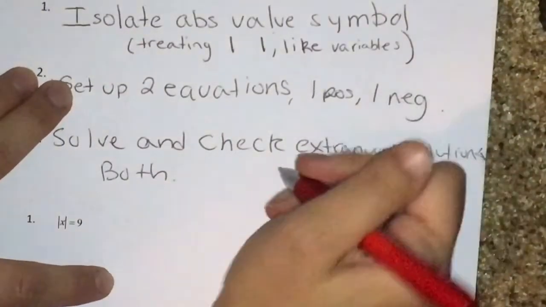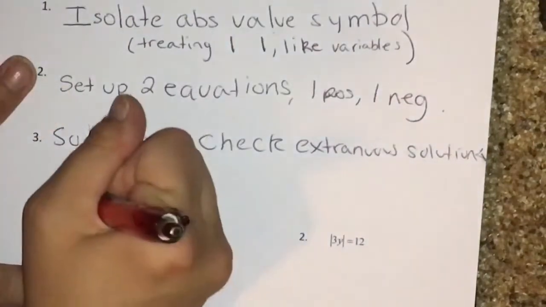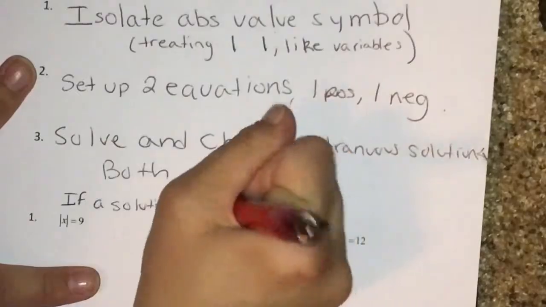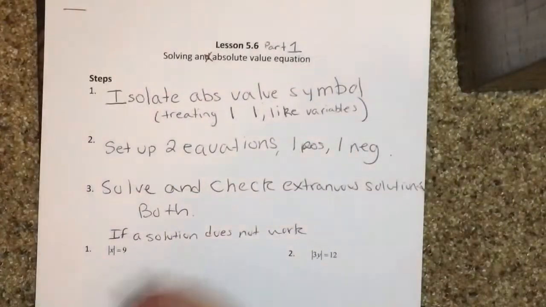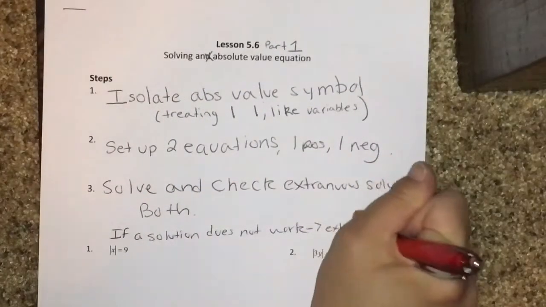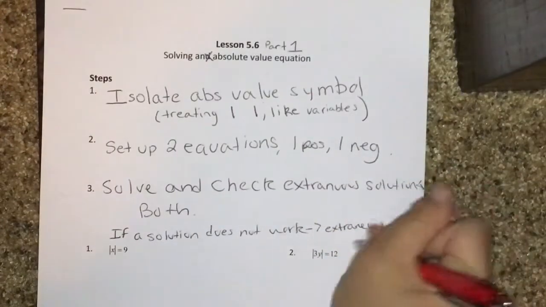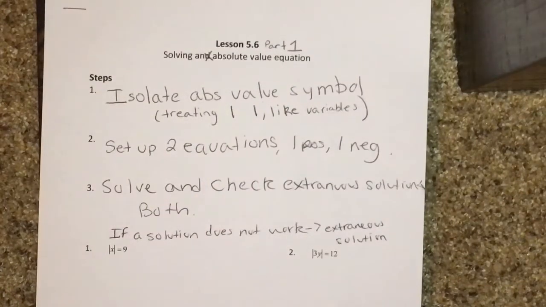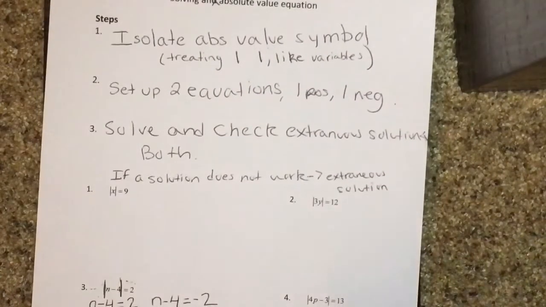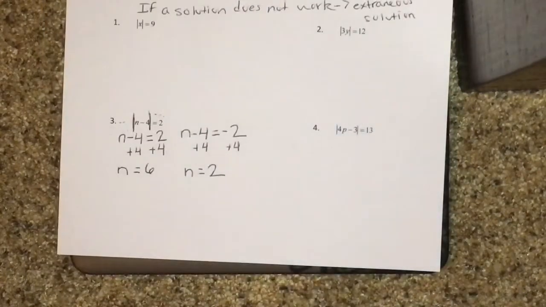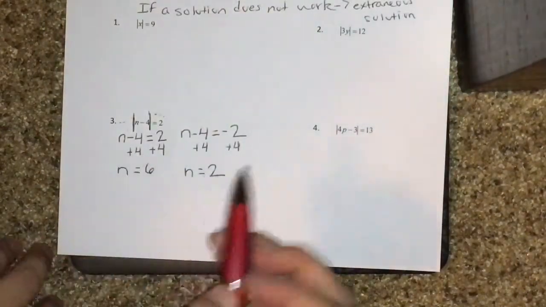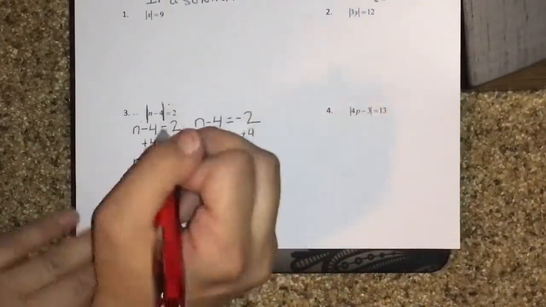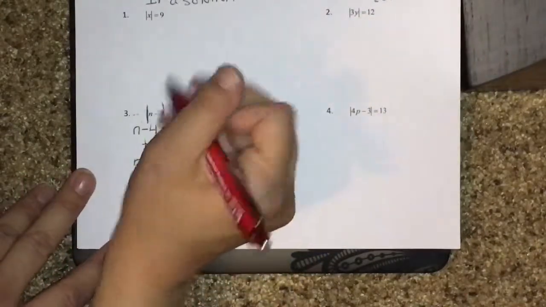If a solution does not work, it's called an extraneous solution. And that spelling is probably not right, and I apologize right now. So back down to number 3, we need to check to make sure that these answers work. And how do we check to make sure these answers work? Plugging them into the original equation.